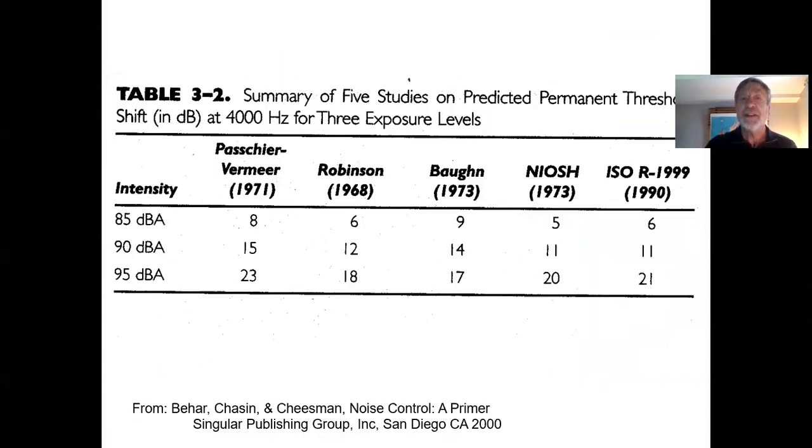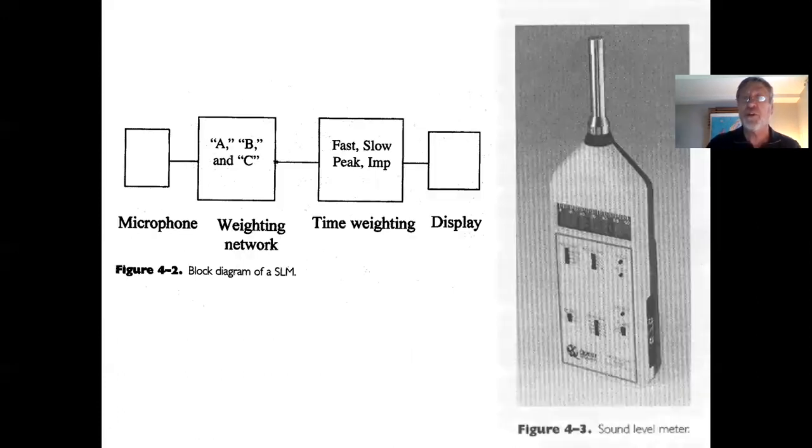Weird, huh? So these are studies, a summary of three of five studies on predicted permanent threshold shift due to noise levels. These studies said that at 85 decibels you had a hearing loss of about 5 or 6 decibels. If the noise was 90, you had about a 15 decibel hearing loss. If the noise was 95, you had about a 20 decibel hearing loss. So it's telling you that as the noise gets more intense, the hearing loss gets worse as well.